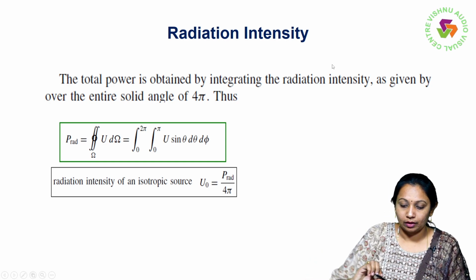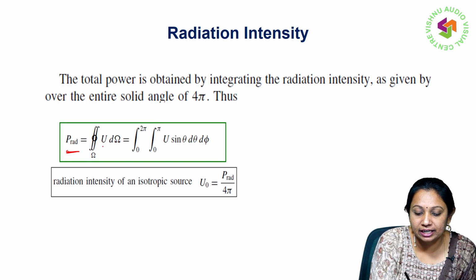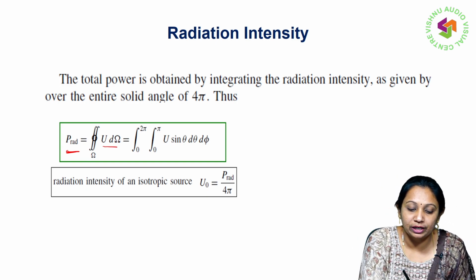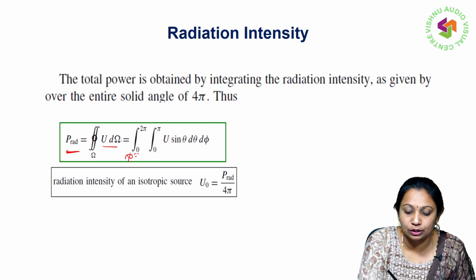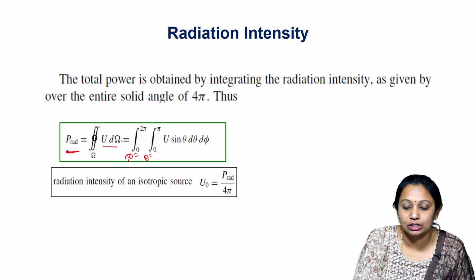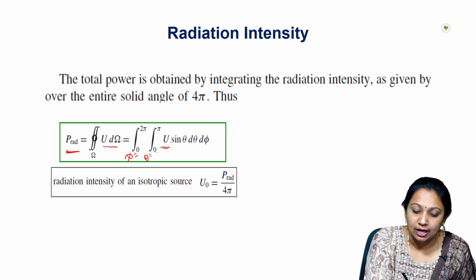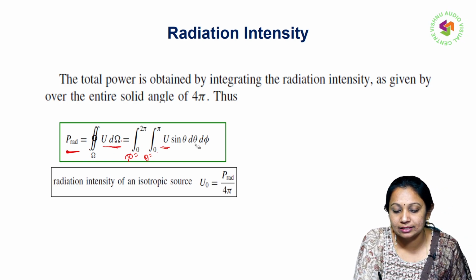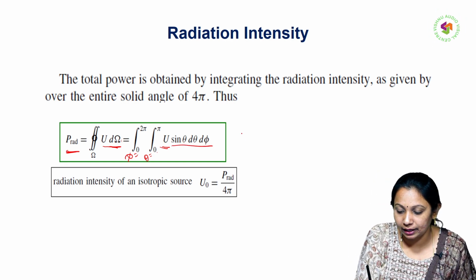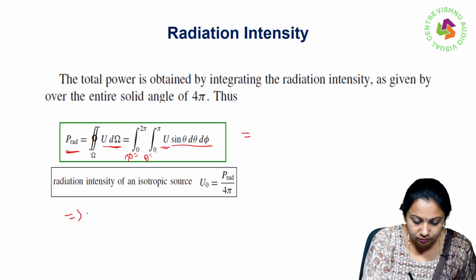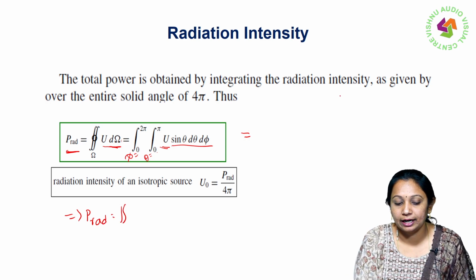So we write P radiated is equal to the integral of the radiation intensity U times the solid angle. Now it can be written with phi from 0 to 2 pi and theta from 0 to pi, U is the radiation intensity, and in place of the solid angle we can write sin theta d theta d phi. In other words, the radiated power is equal to the integral of the radiation intensity.